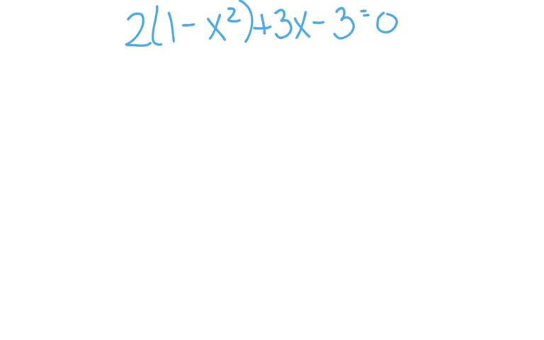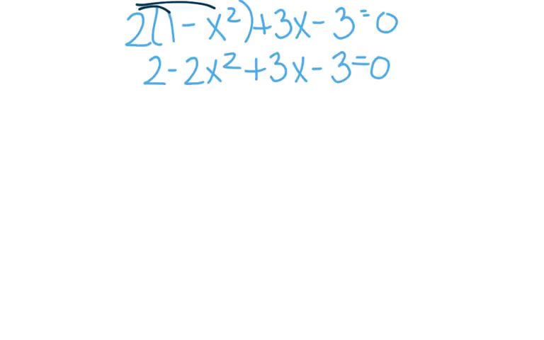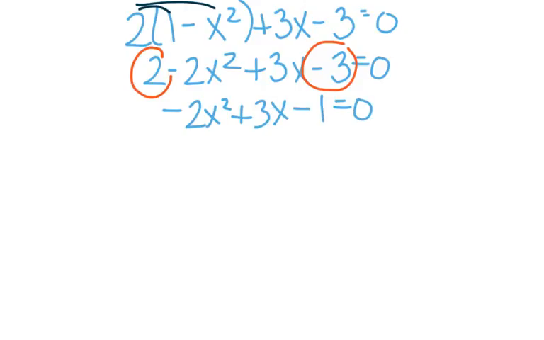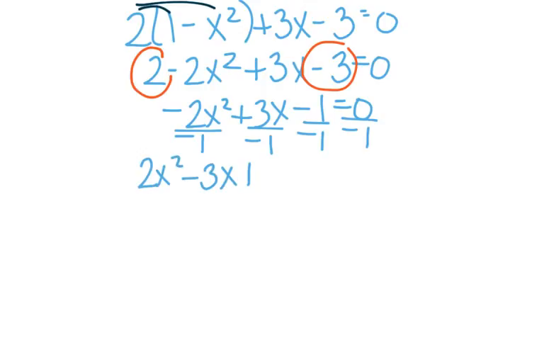Okay, I came onto another page just because I knew I wasn't going to have enough space. Now I have to get this to look like something I would be used to factoring. So I'm going to distribute, collect like terms, and get this to look like a trinomial. This would give me 2 minus 2x squared plus 3x minus 3 equals 0. The first thing I can do is combine my like terms, so I've got 2 and minus 3. So this is negative 2x squared plus 3x minus 1. I also don't want my x squared term to be negative, so I'm going to divide everybody by negative 1. Now I have positive 2x squared minus 3x plus 1.